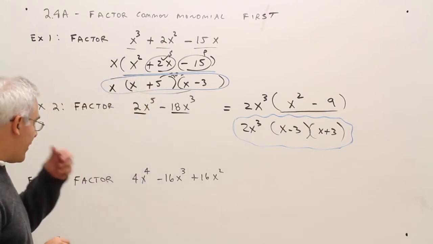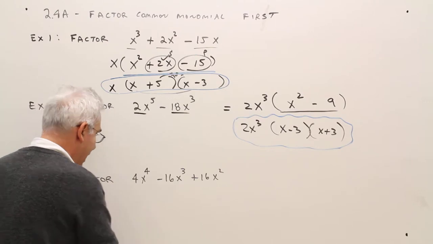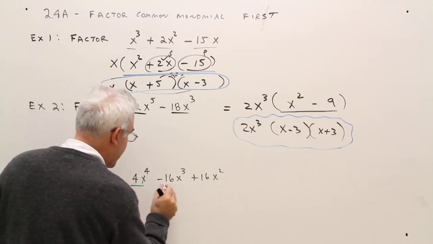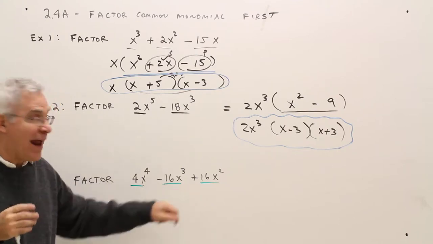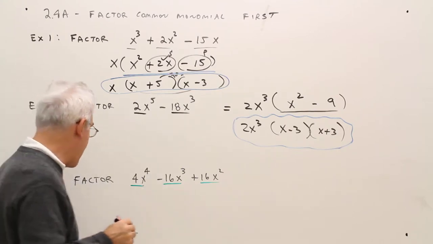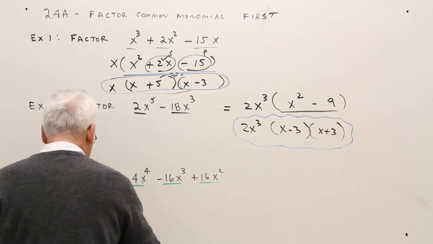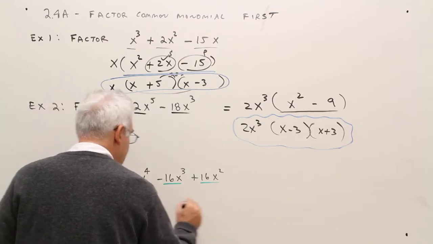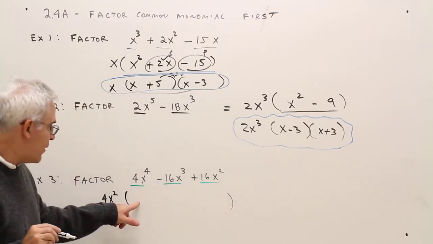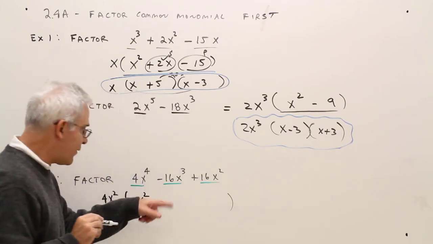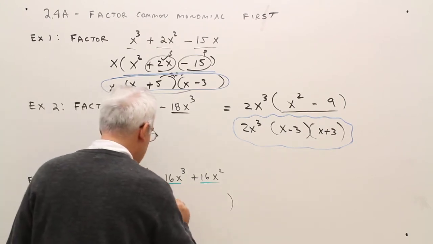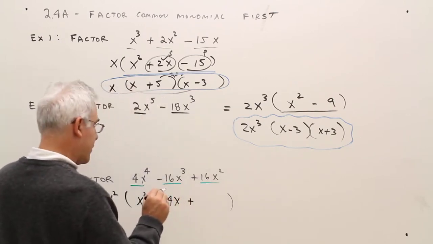All right, and then this last example, again, I'll look at each and every term. I can factor out the number 4 and an x squared. Okay, so let's take out the 4x squared, and let's see what remains. X squared minus 4x plus 4.